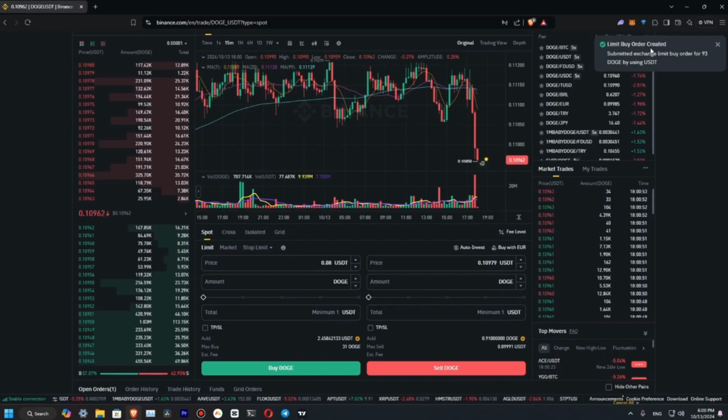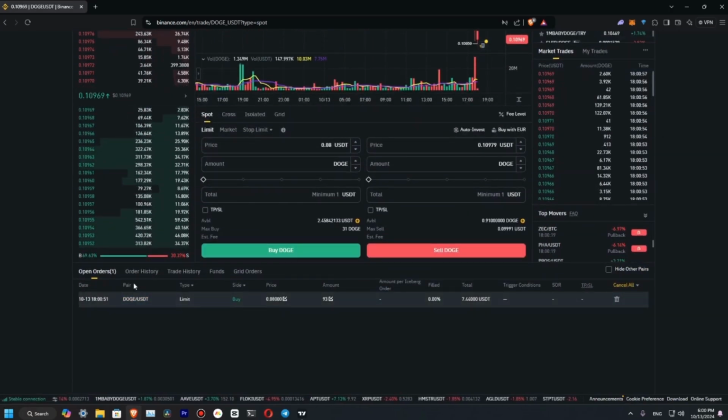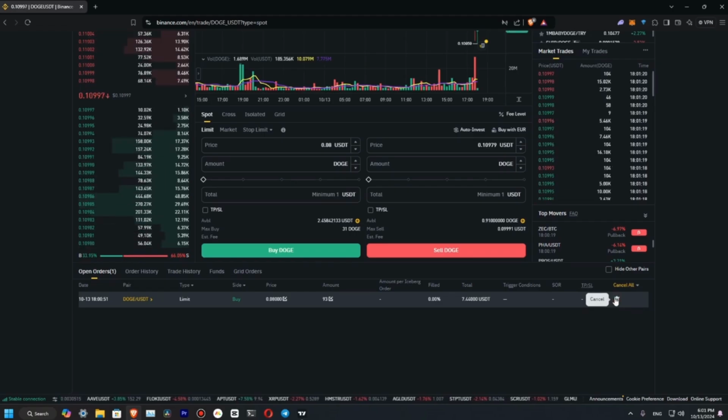Our order has been successfully created, and over here you can see that we have our order to buy Doge with our USDT at a price of 8 cents. The amount of Dogecoins we should receive if the price drops will be 93. The amount we use for this is $7.44. And if you decide to cancel your order, you can cancel it over here and you will not pay any fees. So let's cancel our order.